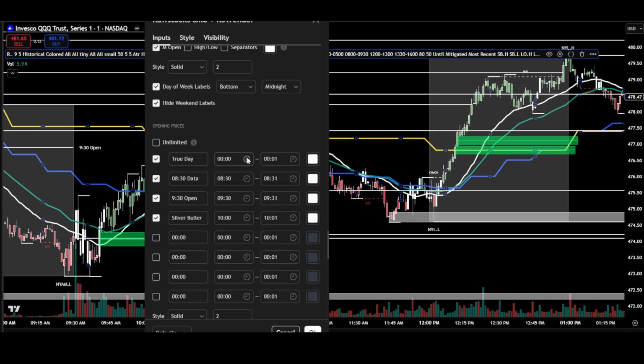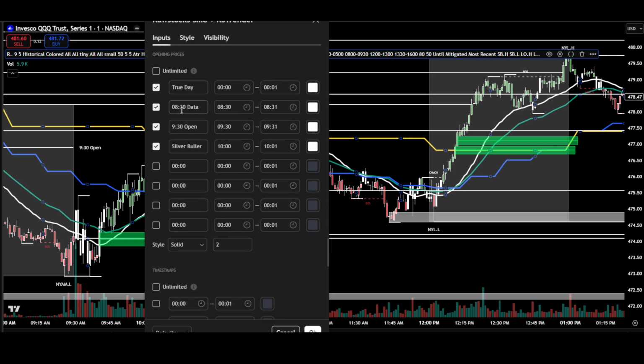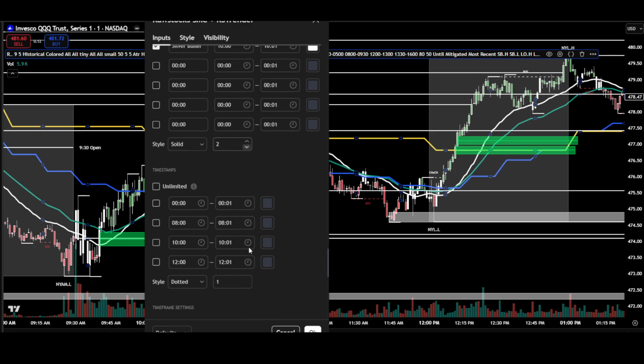Okay, so these will give me levels that will extend through the entire trading session at these specific time points. And those are important to me. These are where the 8:30 and 9:30, the data and the open, those are usually going to be our bull and bear pivots. Sometimes that'll be a chop range, and the silver bullet, if it falls in between there, can actually be like the true pivot, but I'll show you that on the chart here in a minute.